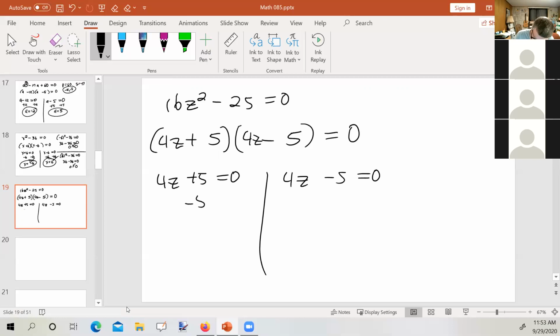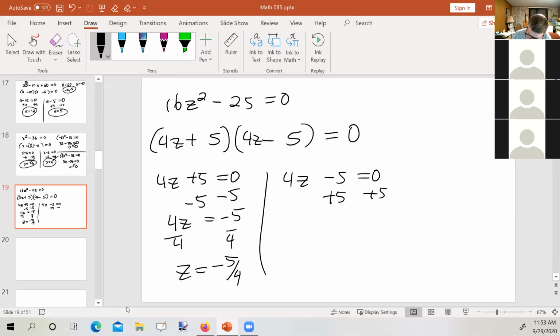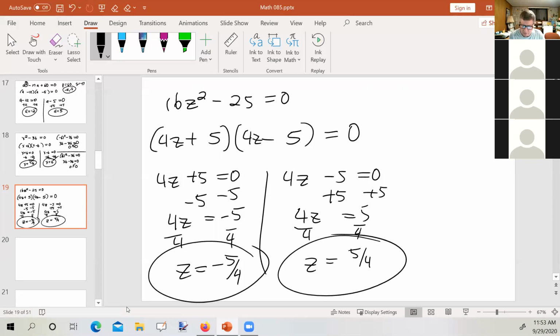Solving the first equation, subtract 5 from both sides of the equation, and then divide both sides by 4. So z equals negative 5/4. The second equation, add 5 to both sides of the equation. 4z equals 5, divide by 4, z equals positive 5/4. So again, we get two solutions to a second degree equation. Any questions about that one?